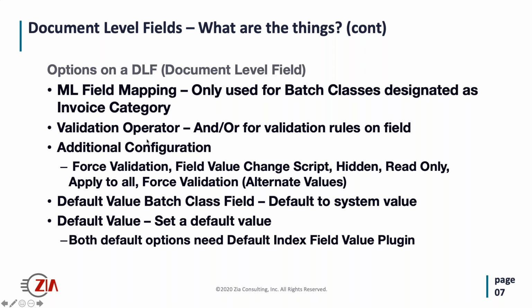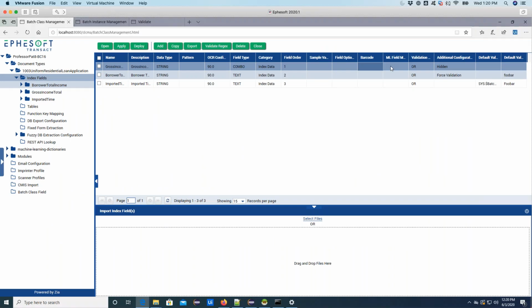Validation operator, so you can create validation rules for a particular field, and this just specifies whether it's and or. So if you create more than one rule, is it any of these or all of these that it has to comply to be a valid value? Additional configuration, here's where it starts getting fun, starts getting checkboxes inside of a dropdown.